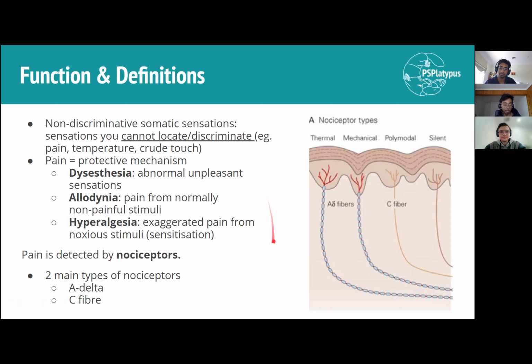So these are just terms I'll be referring to, allodynia and hyperalgesia, later on. Pain is detected by what we call nociceptors, or pain receptors. And there are two main types of nociceptors. We have A delta fibers and C fibers.